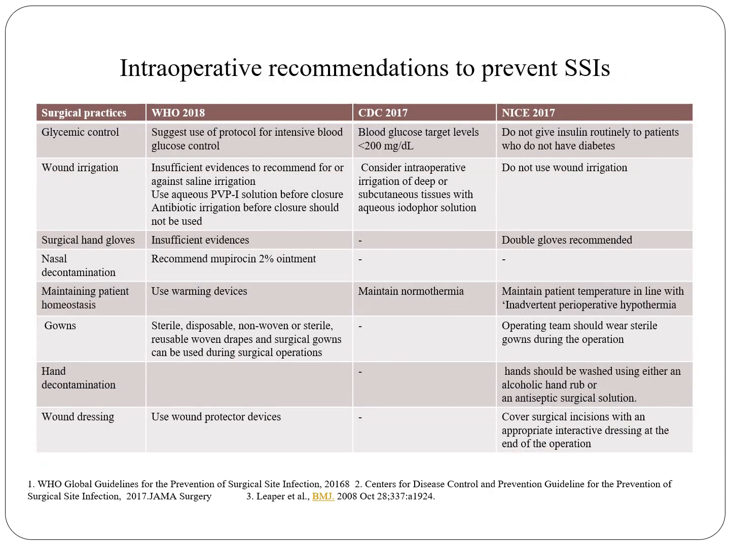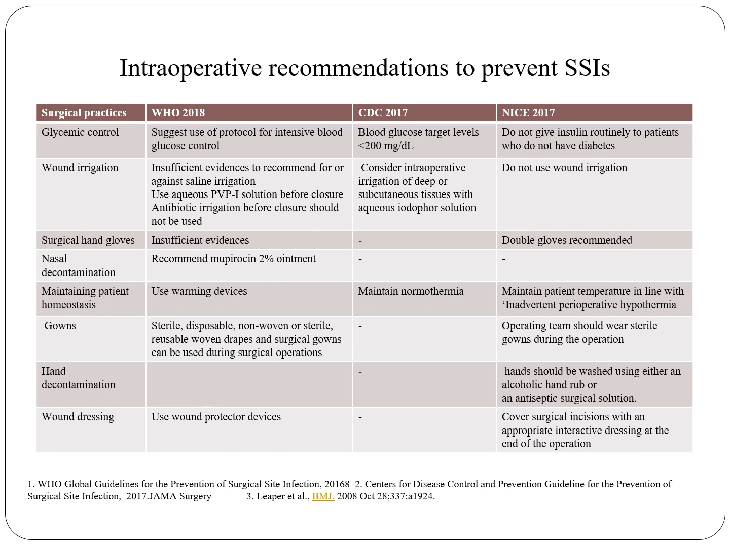Operative recommendations include glycemic control, then wound irrigation. There is insufficient evidence regarding wound irrigation, but consider intraoperative irrigation of deep or subcutaneous tissue with aqueous iodophor solution. Surgical gloves are also among the intraoperative recommendations. There is insufficient evidence as per WHO guidelines, but double gloving is recommended by NICE guidelines.